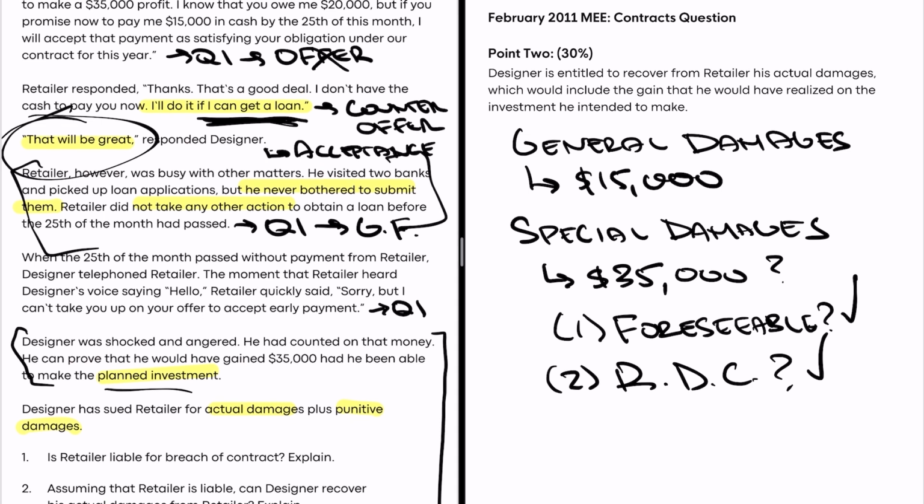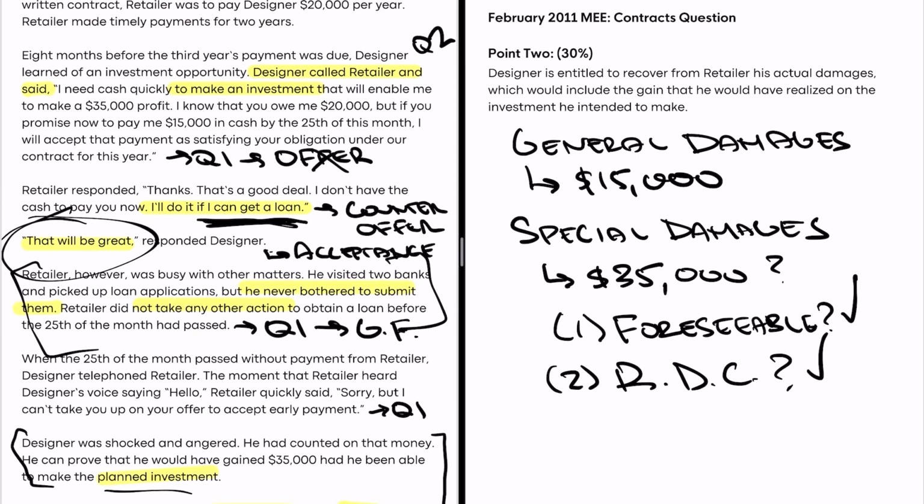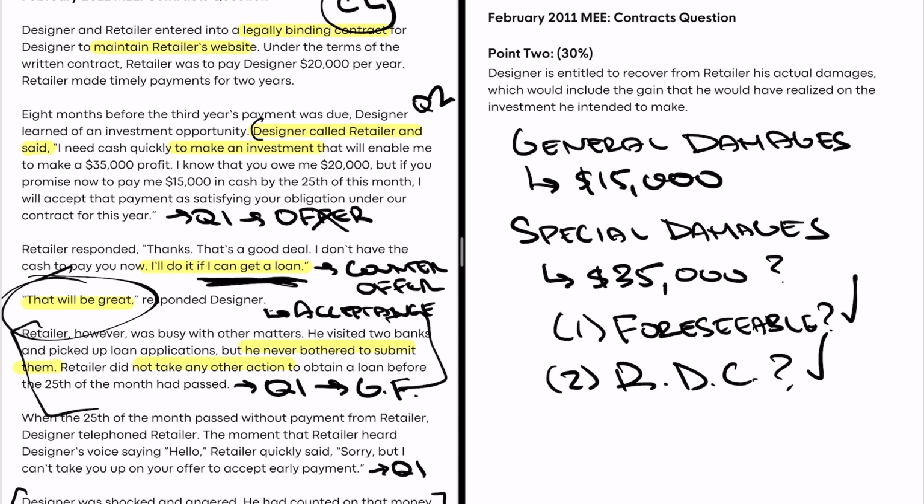The reason that this is foreseeable: when we're thinking about whether this was foreseeable, it's not necessary that the profitability of the investment be foreseeable at the time of the breach. It's enough that the fact of the investment is foreseeable. And here it was because designer told retailer that designer needed the cash to make an investment. This makes the damages foreseeable. The key was designer called retailer right here in the fact pattern.